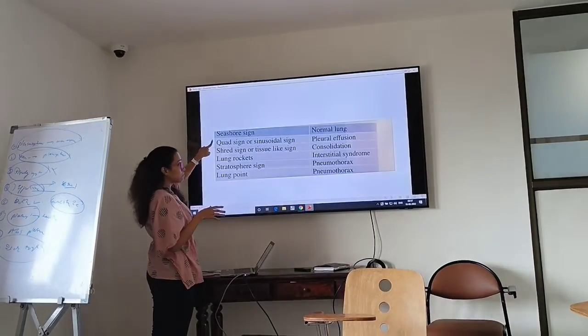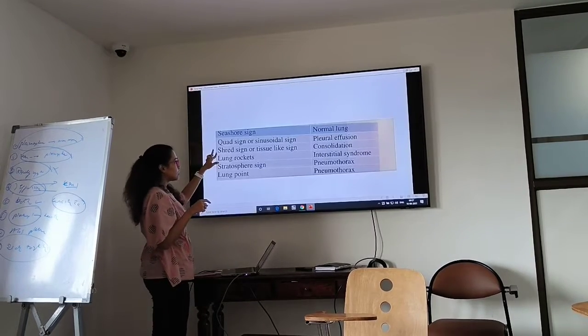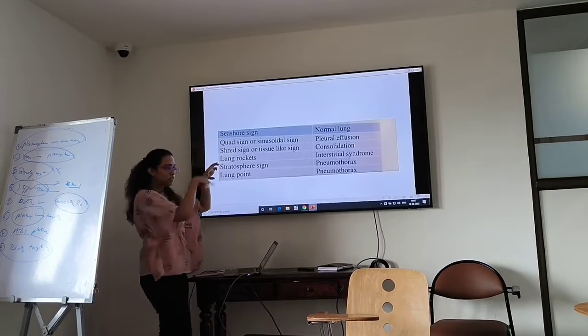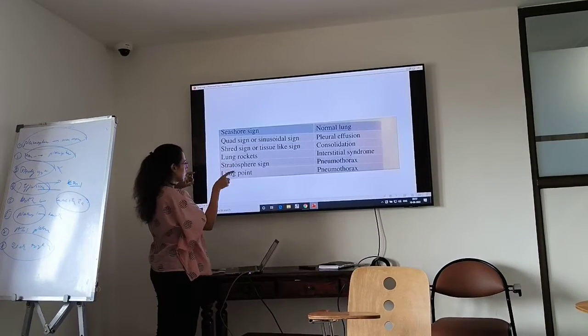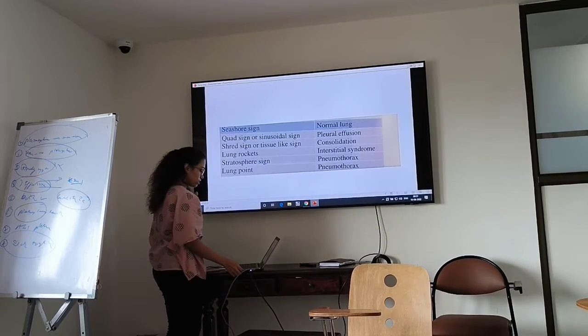If there is a quad sign or sinusoidal sign, that means we are dealing with pleural effusion. A shred sign or tissue-like sign is consolidation. Lung rockets, where we see a lot of B lines, indicate interstitial syndrome. Stratosphere sign and lung point are seen in pneumothorax.